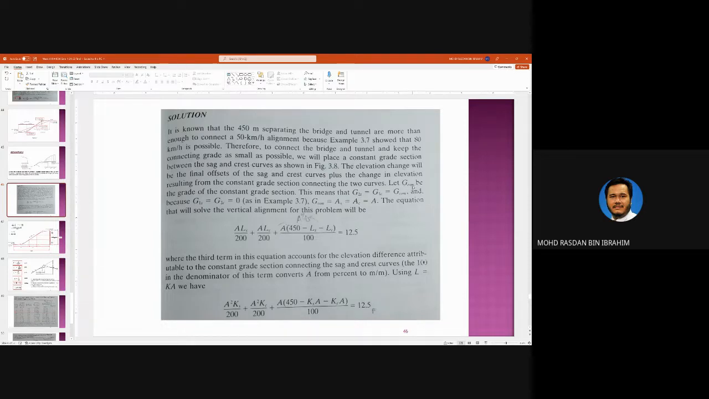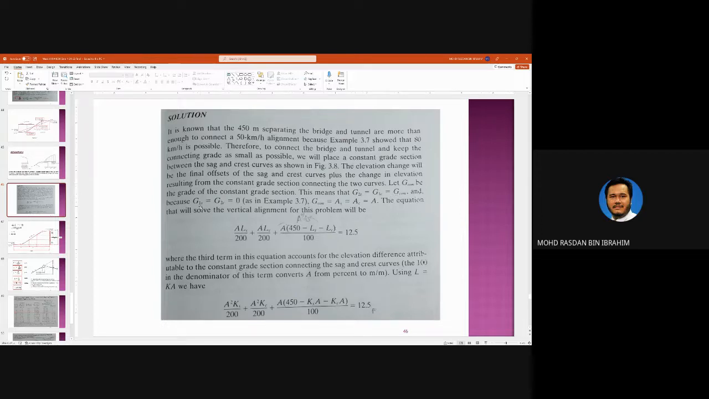Let G connecting be the grade of the constant grade section. So this means that G2 for the sag curve equals G1 of the crest curve, and it must be equal to G connecting. Of course, you cannot have different gradients, otherwise you have another crest and sag curve between those two curves, isn't it? Your road will become wavy. So you need to have one constant gradient.